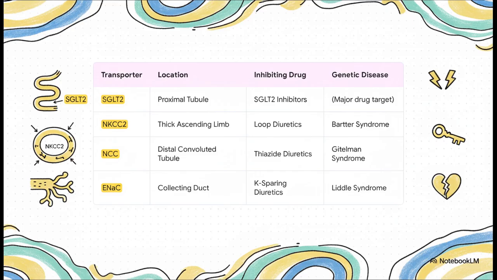SGLT2 in the proximal tubule, blocked by SGLT2 inhibitors. NKCC2 in the thick ascending limb, blocked by loops, mutated in Bartter. NCC in the distal tubule, blocked by thiazides, mutated in Gitelman. And ENaC in the collecting duct, blocked by potassium-sparing diuretics, overactive in Liddle syndrome.